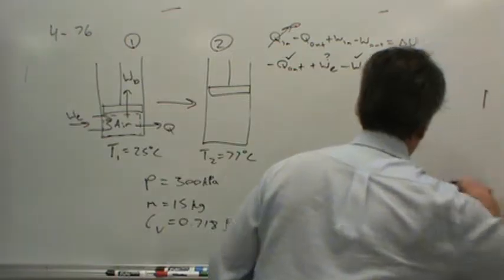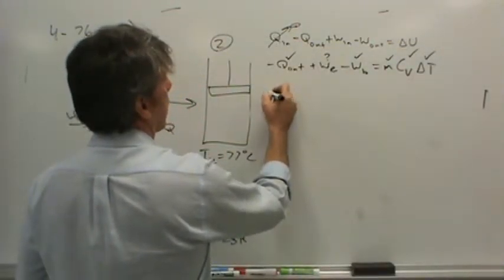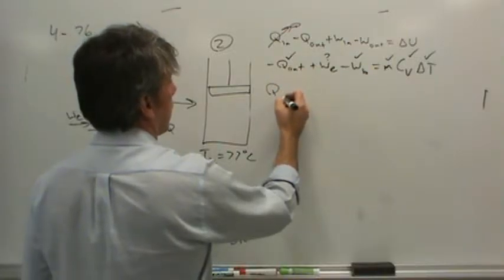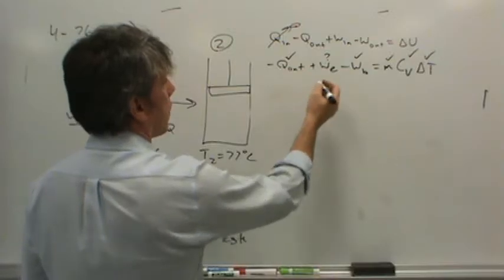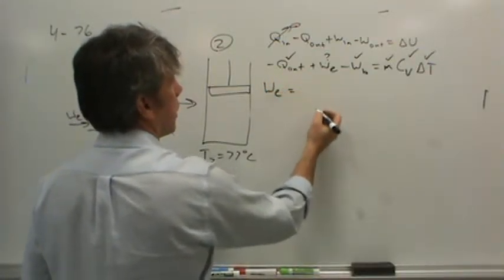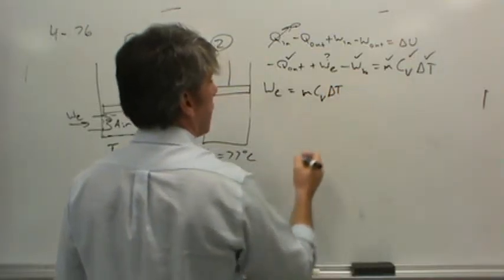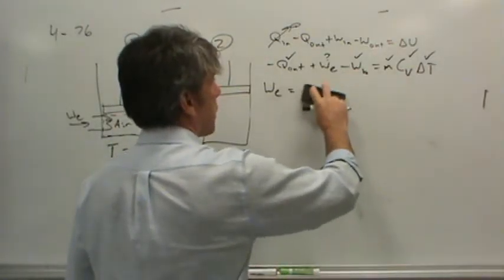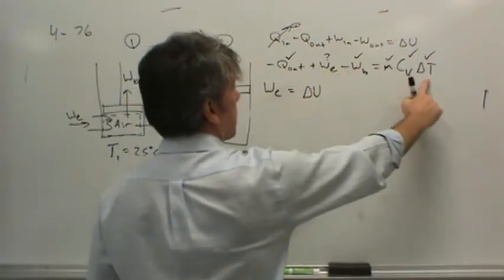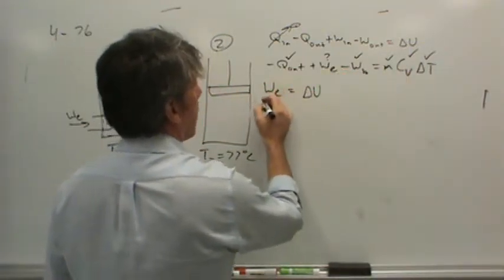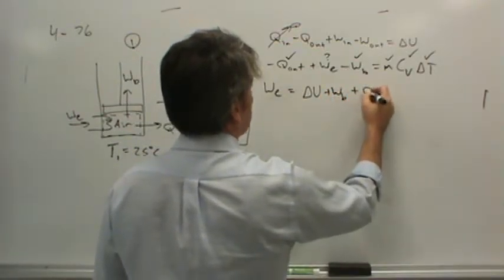Sometimes what he'll do is he'll say, well, wait a second, let me do it this way. We want to solve for the electrical work, so the electrical work is MCV delta T. In fact, let me go back to delta U, because that'll make more sense. So delta U instead of MCV delta T, plus boundary work plus Q out.